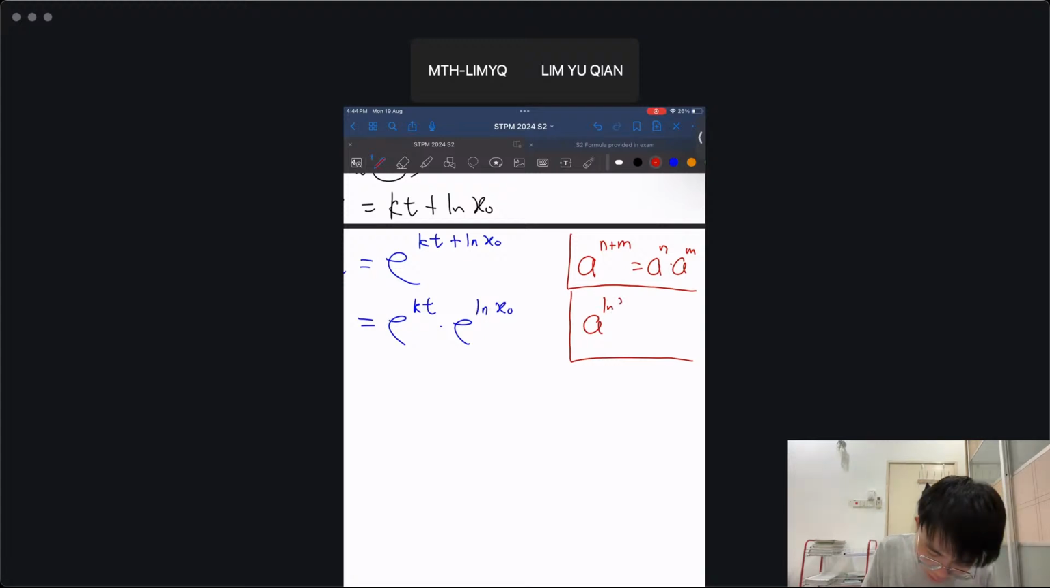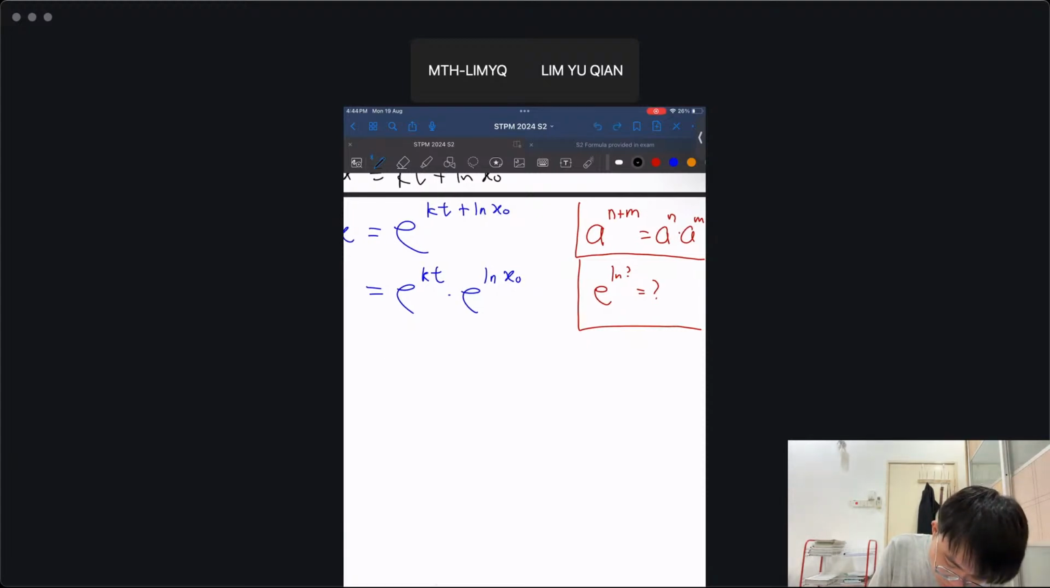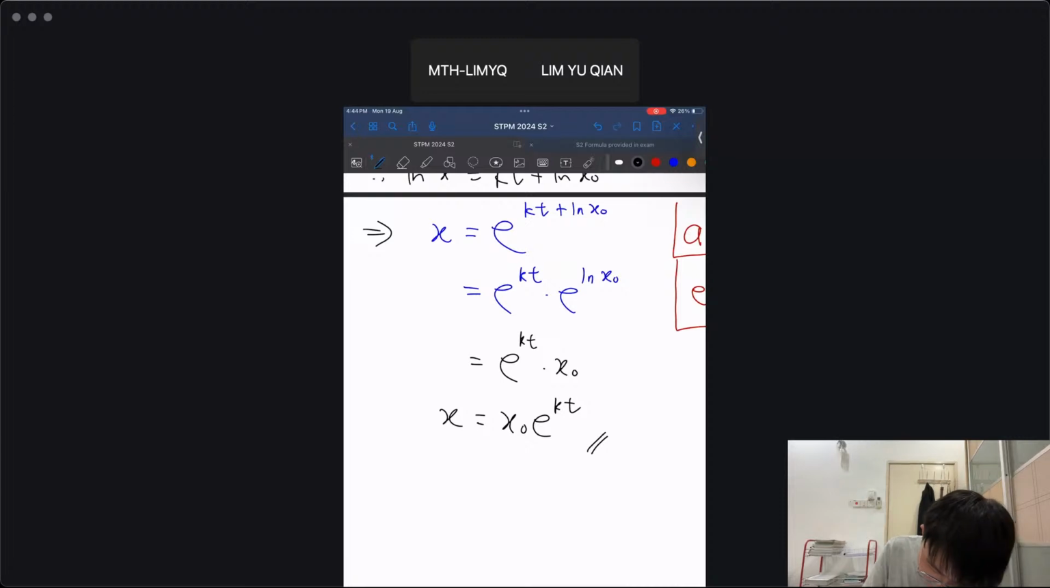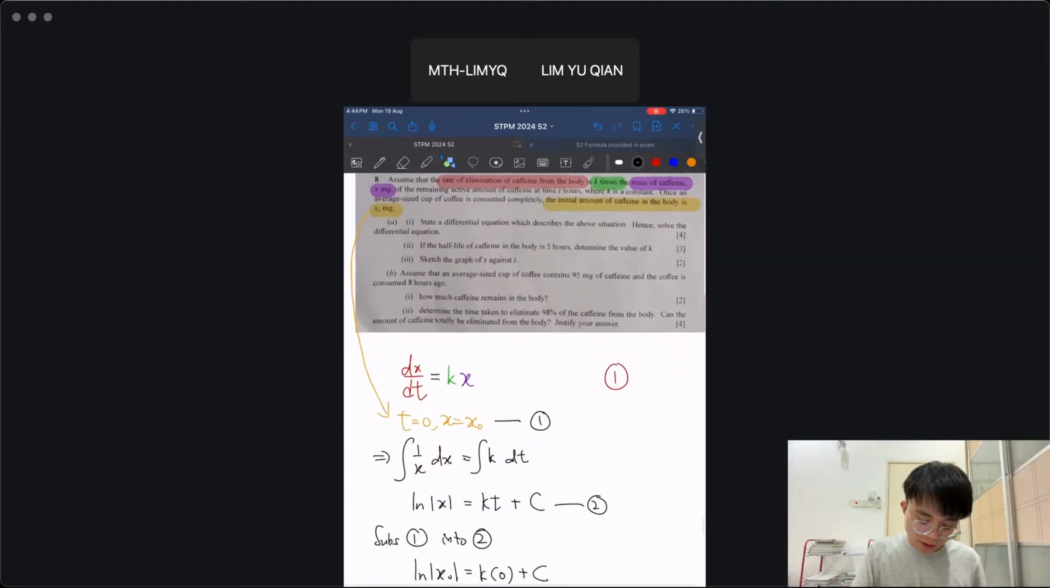e^(ln something), so wave is something. Okay, so this is equal to e^(kt) times x naught, or just put x naught multiply e^(kt). That is a basic way of writing it. I think this equation is quite famous, right? I'm solving equation with this part. Okay, finish part 1.